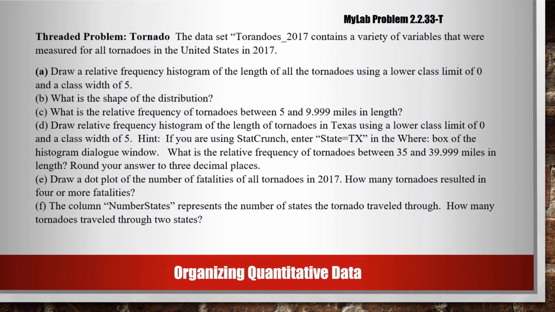Here, we're organizing quantitative data. Notice in part D, we are bringing the qualitative variable state into the mix by only drawing a histogram of tornado length for tornadoes that struck the state of Texas. You could choose any state you wish.